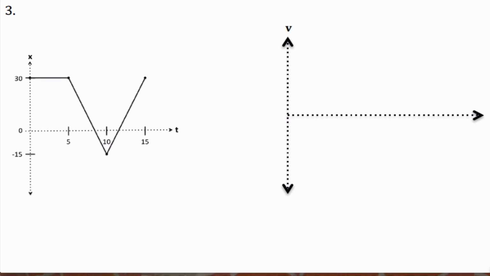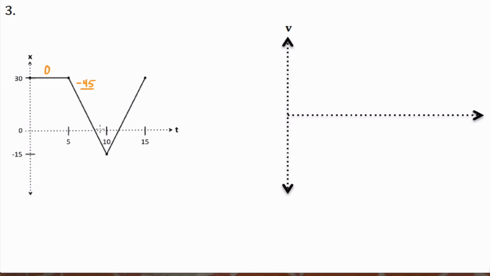Here's number 3. Hopefully you can see the first 5 seconds. What's the velocity? Well, its position isn't changing. It's just staying there in one spot. Its velocity is 0. For the next 5 seconds, from 5 to 10 seconds, it goes from positive 30 to negative 15. We can see this line has a negative slope. It has a negative displacement. It has a negative velocity. How far does it move along this vertical axis? It moves down 45.